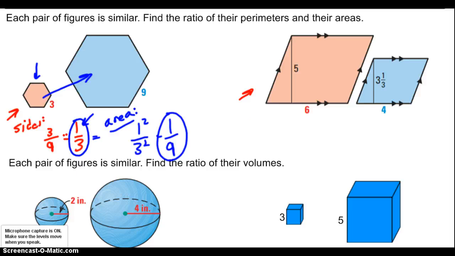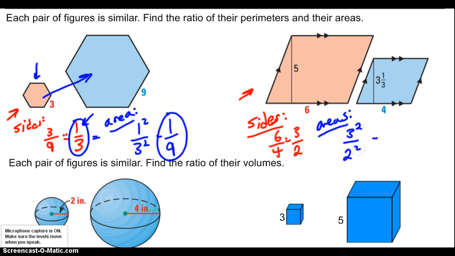Alright, so here's how this would work. The ratio of their side lengths is just like normal. It's 6 to 4, or we've also written that as 3 to 2 if you'd like to simplify. On the other hand, the ratio of their areas is not 3 to 2, it's 3 squared to 2 squared, which means that is 9 to 4, which is a much bigger difference than just 3 to 2.